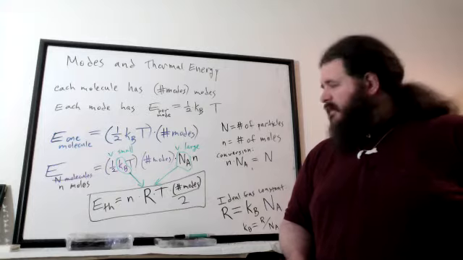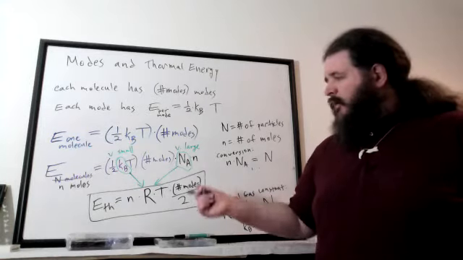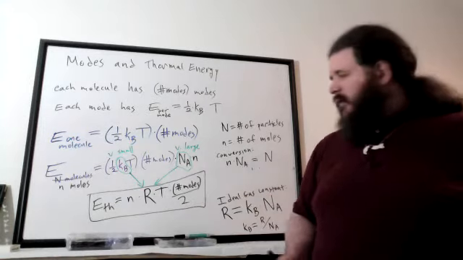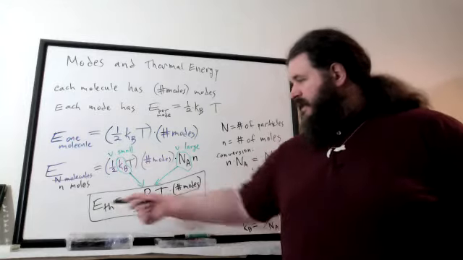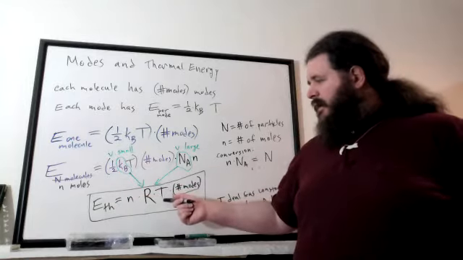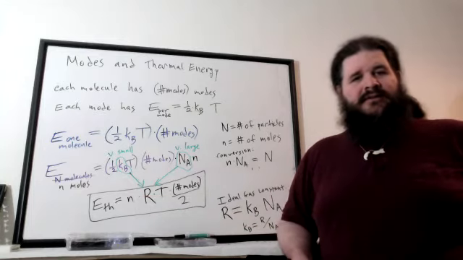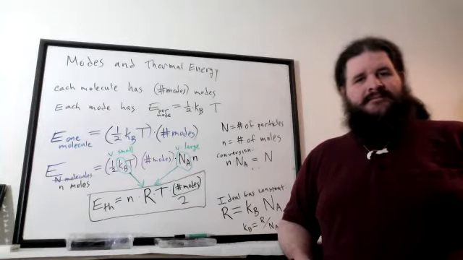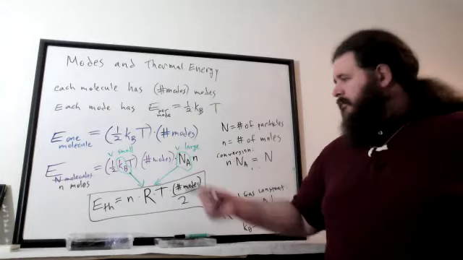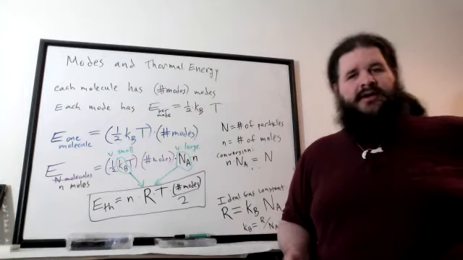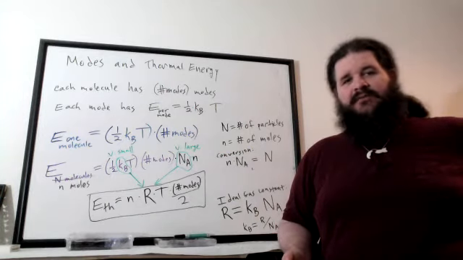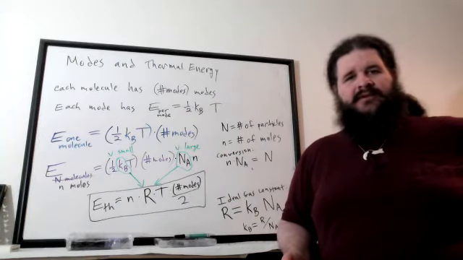And just like any formula with multiple variables, if you know all but one of these, you can solve for that missing unknown. For instance, let's say you know the thermal energy, you know the temperature, and you know how much of the substance there is. What would be the only unknown left? The number of modes. You could solve for that algebraically, and that gives you some very useful information about the substance.